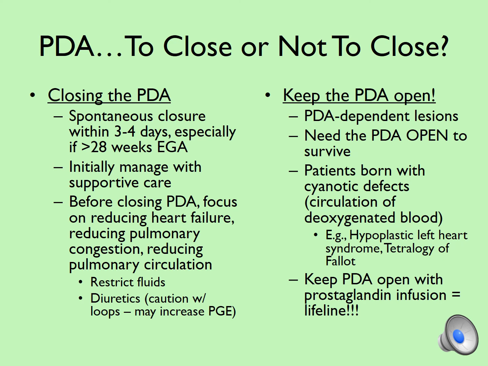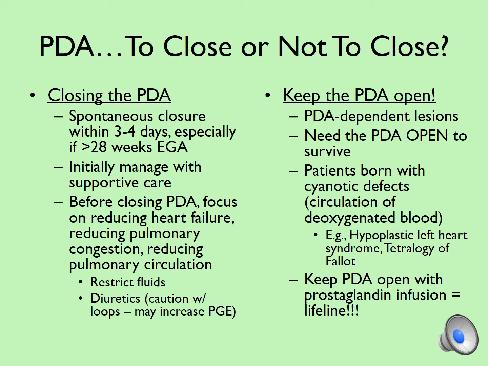And before closing the PDA, the team should really focus on reducing pulmonary congestion, reducing heart failure, and reducing pulmonary circulation. And this is typically done by restricting fluids and administering diuretics. There should be caution with loop diuretics because those can increase prostaglandin. And when you increase prostaglandin, that might make closure of the PDA a little bit more difficult.